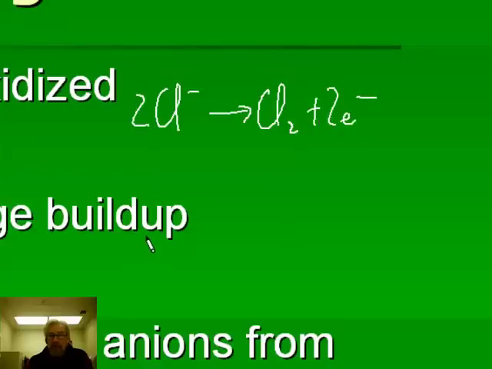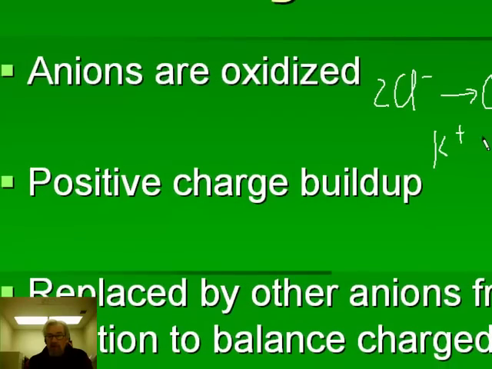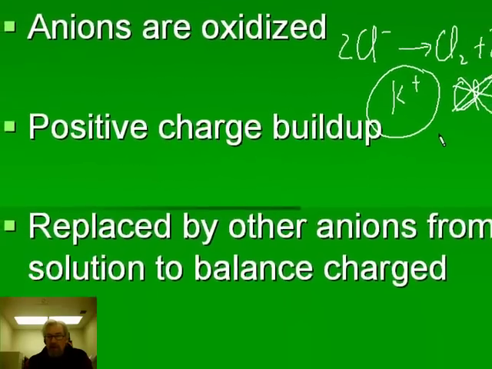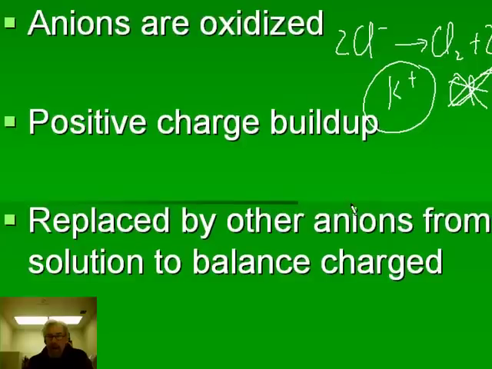But if you originally had K pluses and Cl minuses, as these Cl minuses get oxidized, we're going to have a positive charge buildup at the anode. Nature hates that charge imbalance, and so anions, other Cl minuses from other places in the electrolytic cell, are going to migrate toward the anode to balance charge.